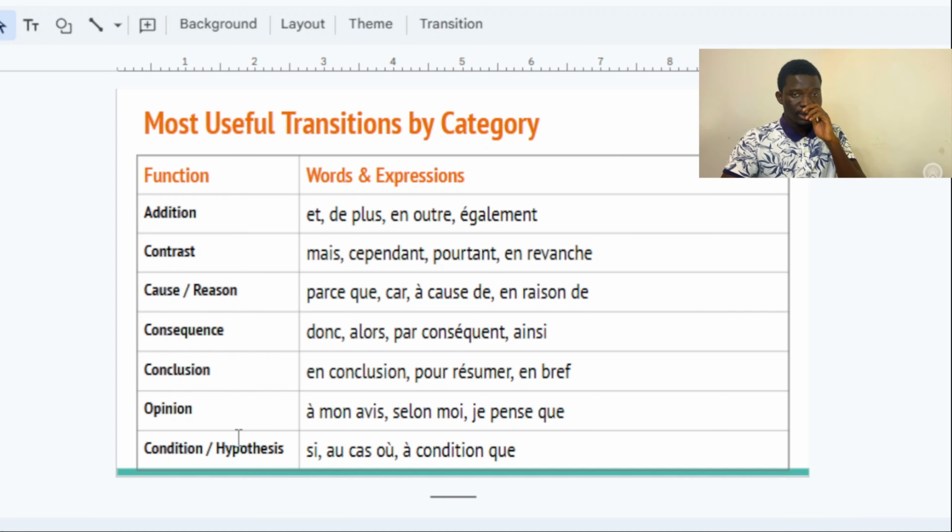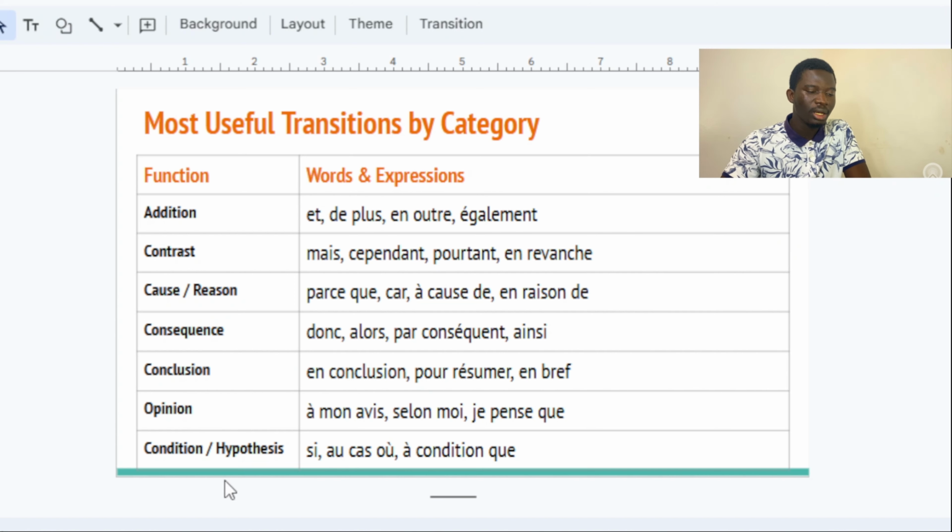Opinions, if you want to say your opinion, you can say à mon avis, in my opinion, selon moi, according to me, je pense que, I think that. Okay, this also can be very helpful. For conditions, hypothesis, si means if, au cas où, in the case of, à condition de, on the condition of.